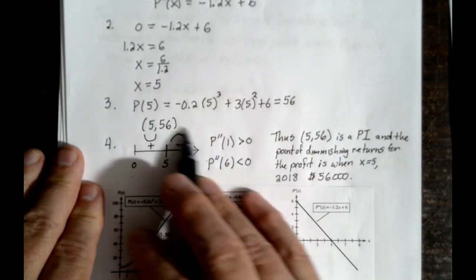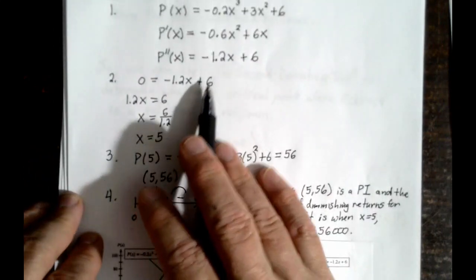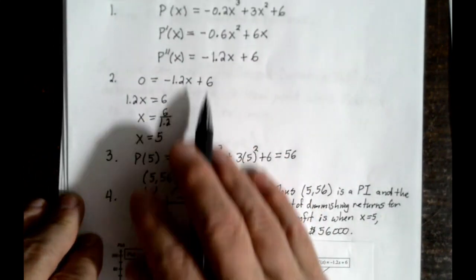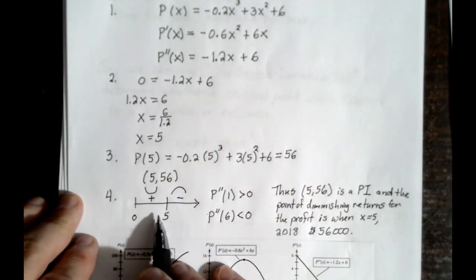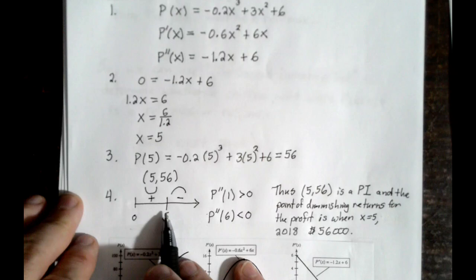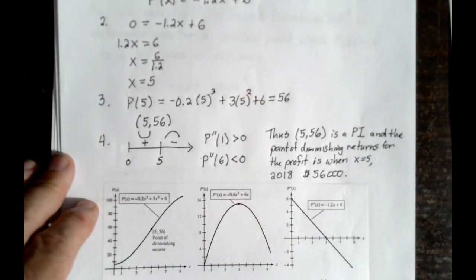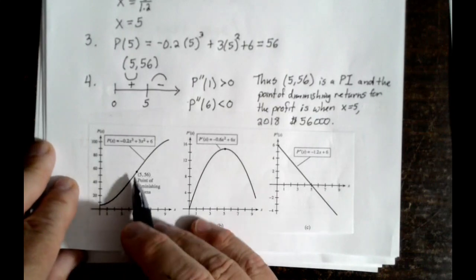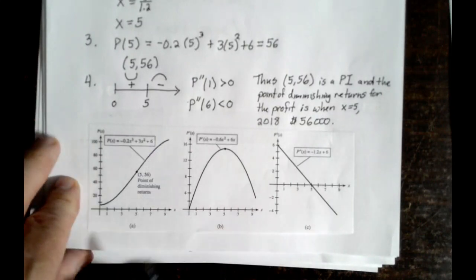We plug 1 into the second derivative here. We get a positive number. We plug 6 into here, we get a negative number, so plus minus. So the fact that it changes sign means that that is an inflection point, and it happens to be a point of diminishing returns. So notice that you have that point of inflection there because concave up, concave down.